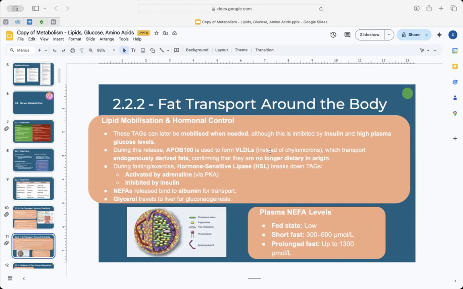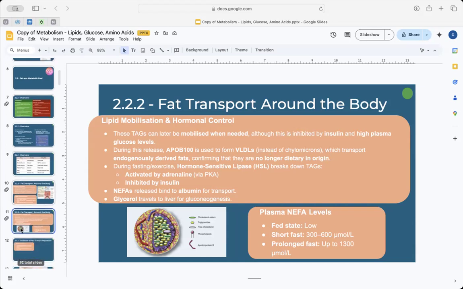And then in the image in the bottom left, you can see the structure of a chylomicron. So, cool. That's everything on fat transport around the body.